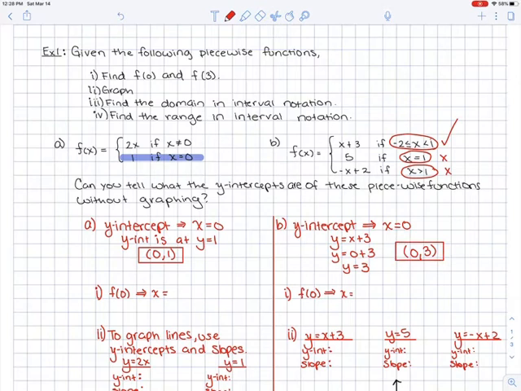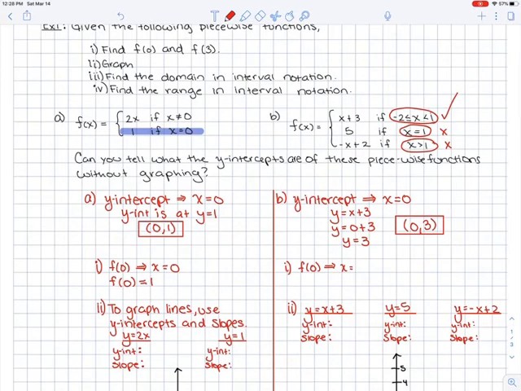Okay. Let's go back to part A and answer the rest of our questions. We are first being asked to find f of 0. Recall that f of 0 just means that x equals 0. Well, we already know the answer to this one because it's just our y-intercept. So f of 0 equals 1. We are also being asked to find f of 3.